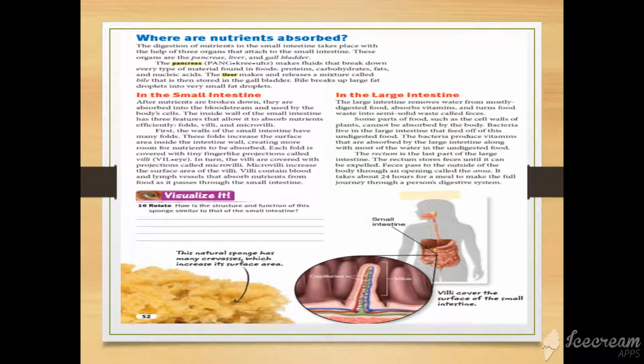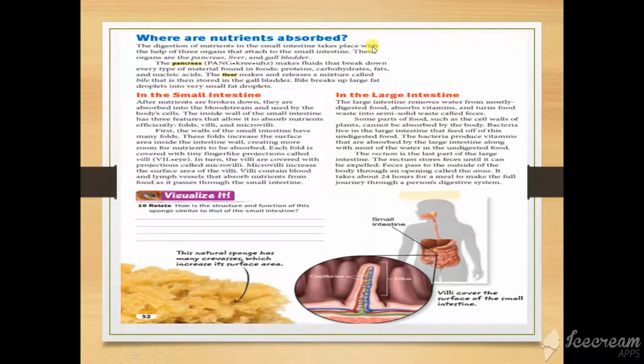Now, coming to where nutrients are absorbed, the digestion of nutrients in the small intestine takes place with the help of three organs that attach to the small intestine. What are those three organs which are responsible for secretion of juice? One is the pancreas, another is the liver. What does the pancreas do? Girls, remember pancreas is pancake. What is your pancake doing? It is responsible for breaking down proteins, carbohydrates, fats, and nucleic acid.